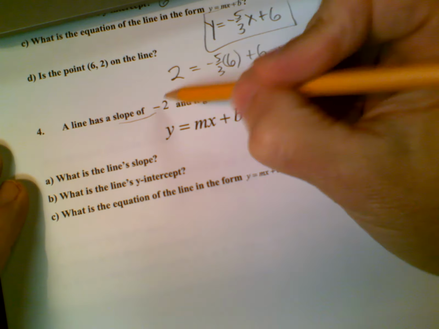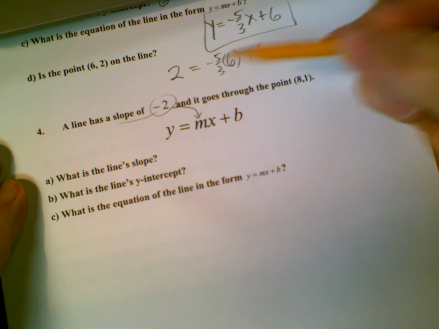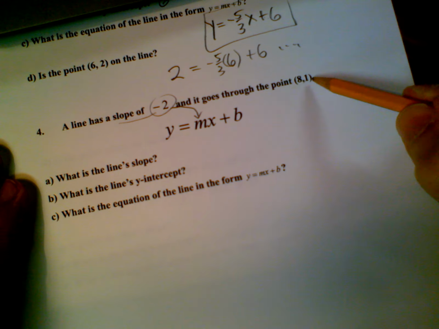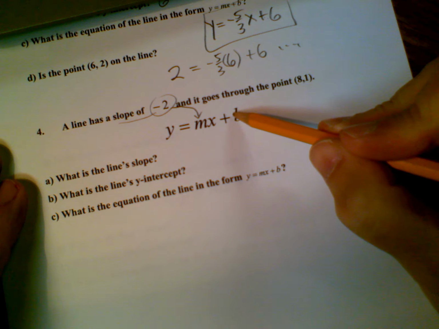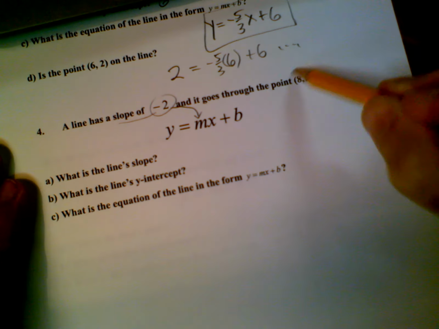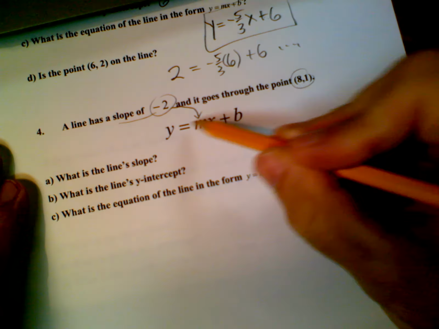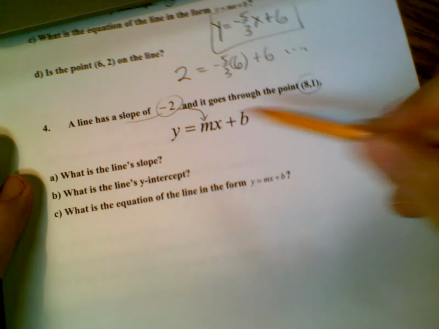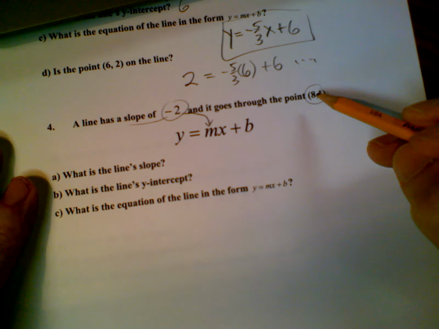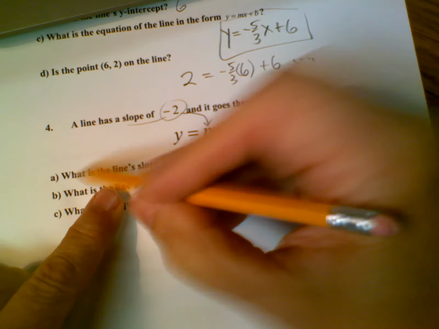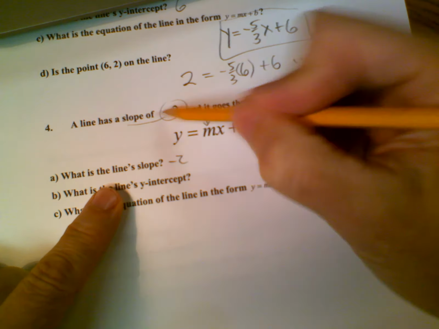Let's see. A slope of -2. Okay. That could be, it goes through the point 8 comma 1. Well, that's not a y-intercept. That information could be plugged in for the x and the y. At some point, that might be useful. Okay. What is the line's slope? I wouldn't even ask you that question. I'm telling you right there.